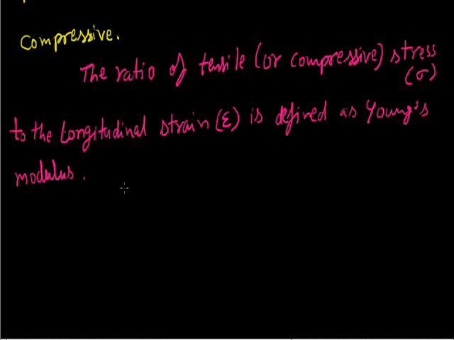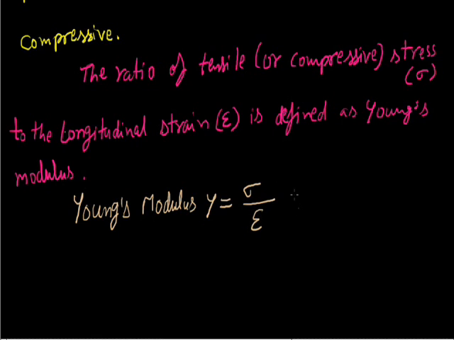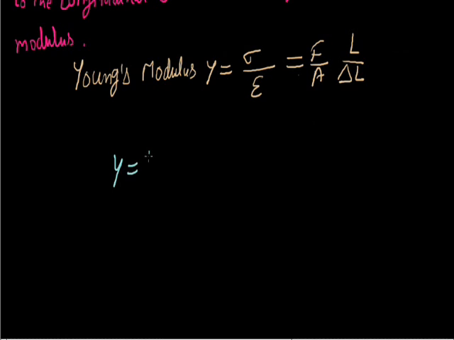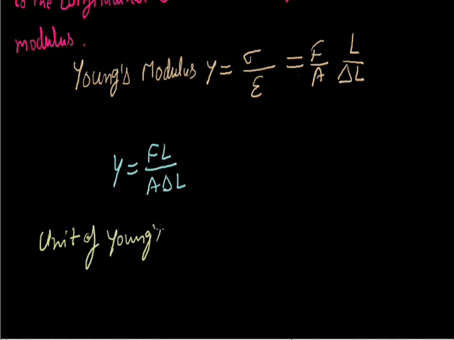as Young's modulus. Okay, so Young's modulus Y will be defined as tensile or compressive stress sigma upon longitudinal strain epsilon. Now stress will be given as force applied per unit area, F upon A, and longitudinal strain will be given as delta L upon L, change in length upon the original length. So Young's modulus Y will be given as FL upon A delta L. Since the strain is a dimensionless quantity, the Young's modulus unit will be the same as stress. So the unit of Young's modulus will be Newton per meter square or Pascal.